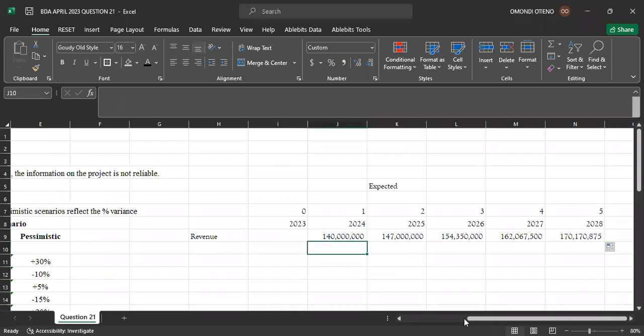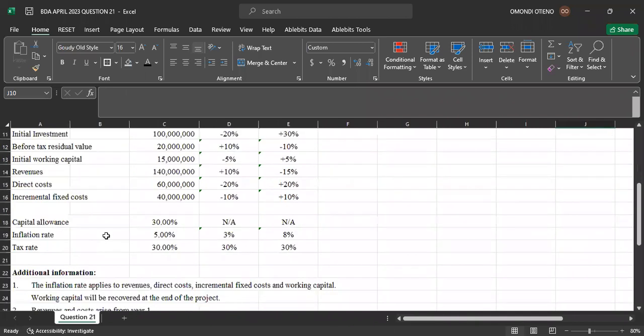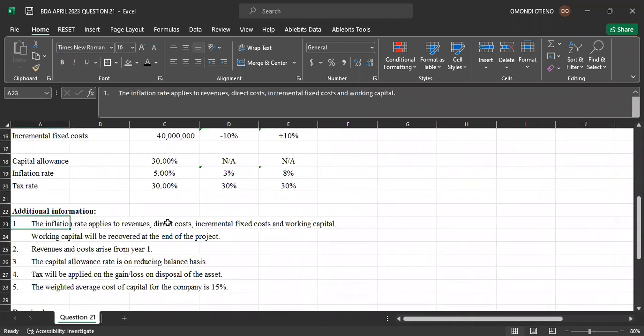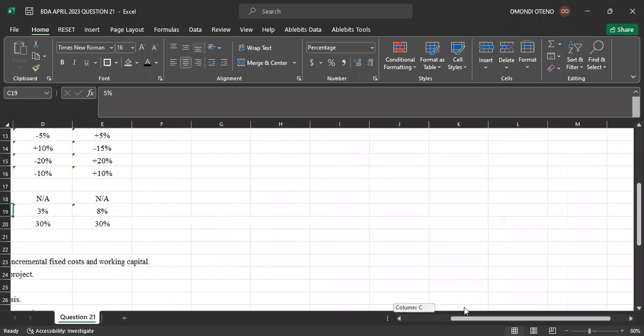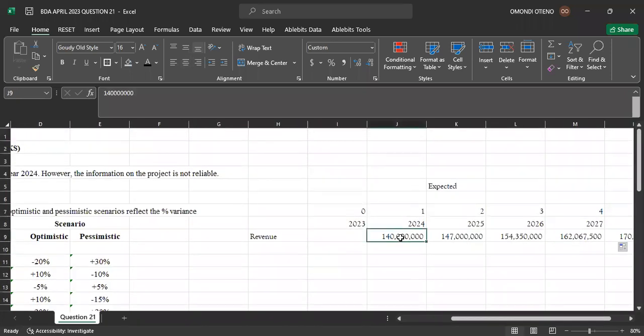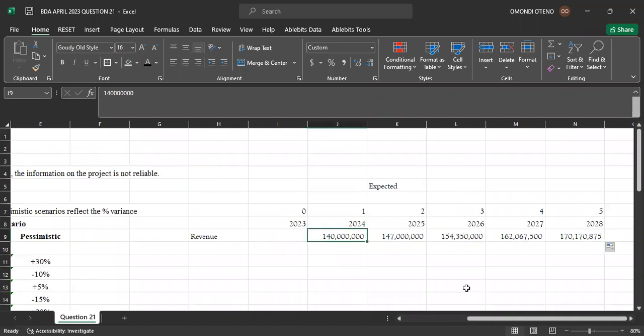So this is what we have been told, that the inflation rate applies to revenue, direct cost, incremental fixed cost, and working capital. That means the revenues, direct cost, and incremental cost are going to increase at the inflation rate, which is 5%. Now we come to this point here. The revenue given is 140 million. We are increasing it by 5%. So can someone give us 5% of 140 million?